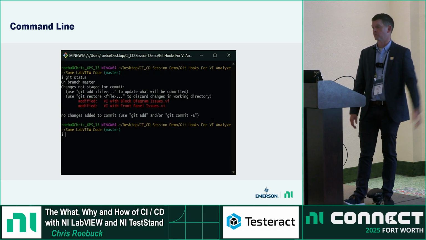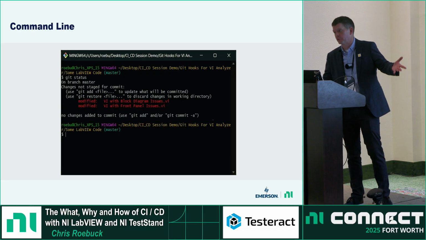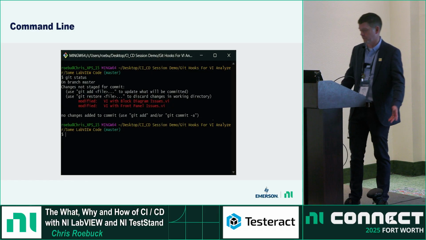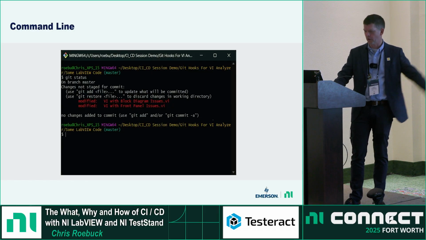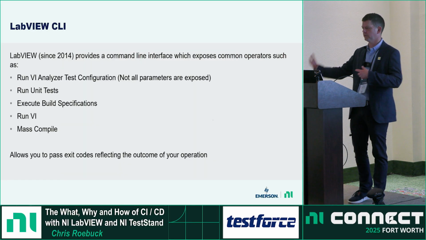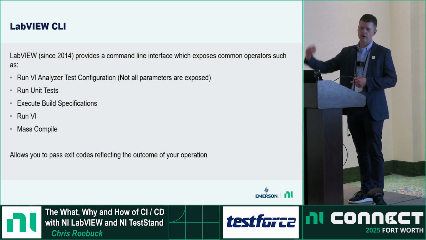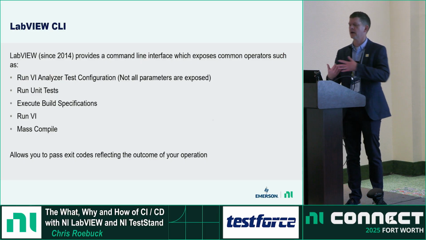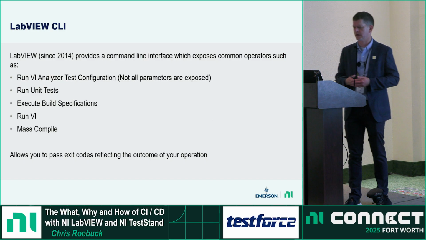Also, if you've used any of the Git clients, and depending on what it is you wanted to do, command line can be really fast. I use the command line, I don't use a Git client, it's just what I'm comfortable with. So that's what a command line looks like, and we're going to use that to send those arguments, those parameters, to things like VI Analyzer, VI Tester, etc.